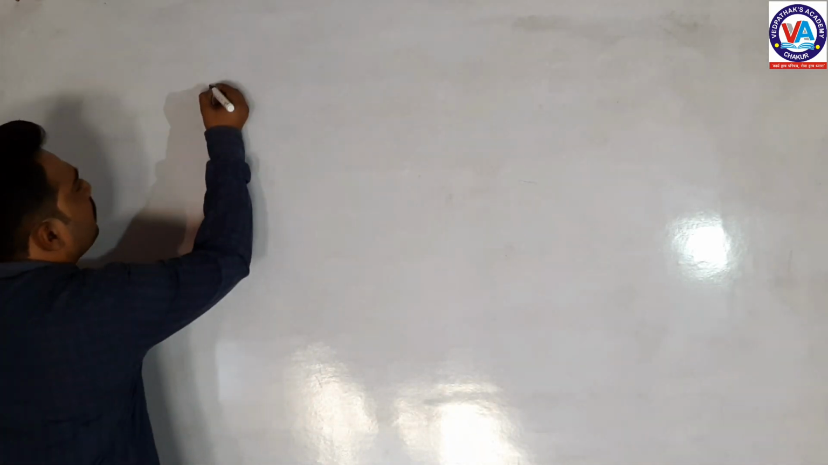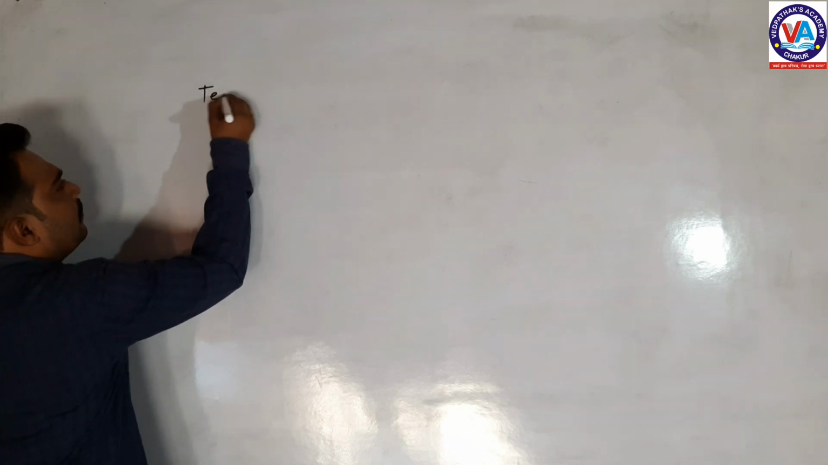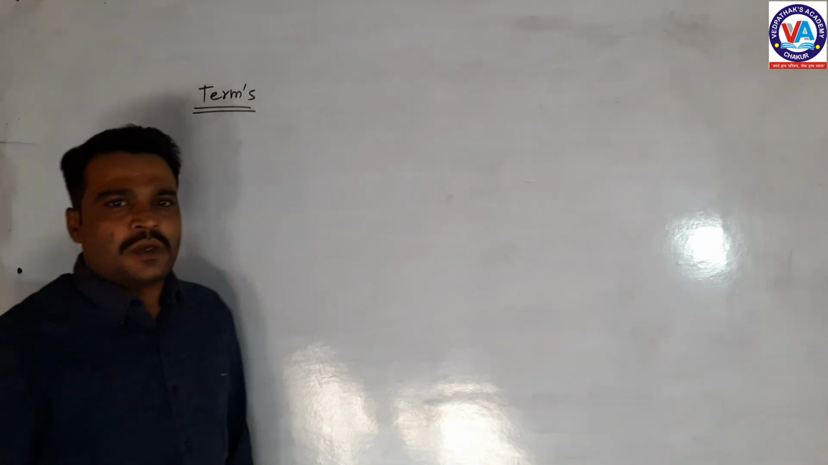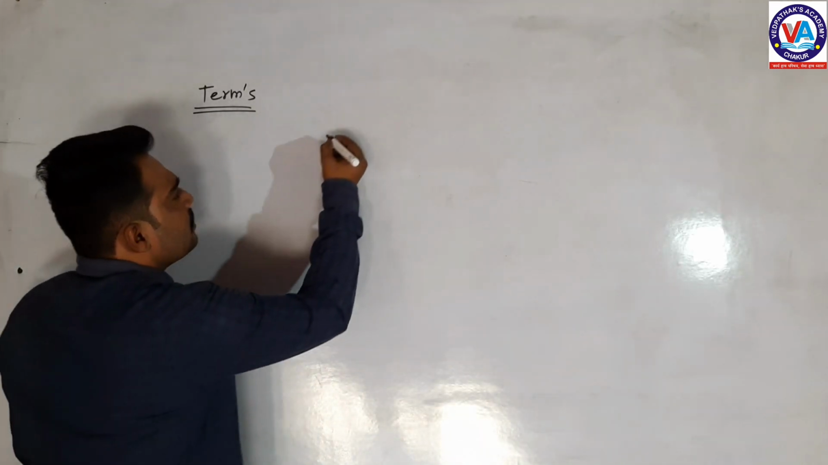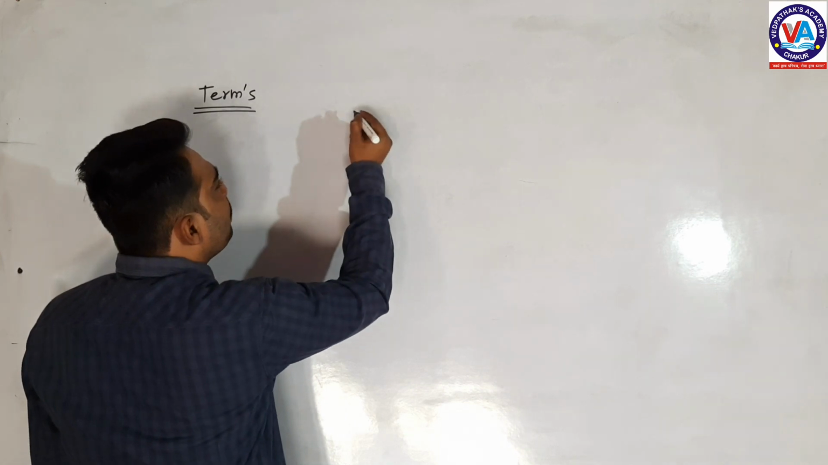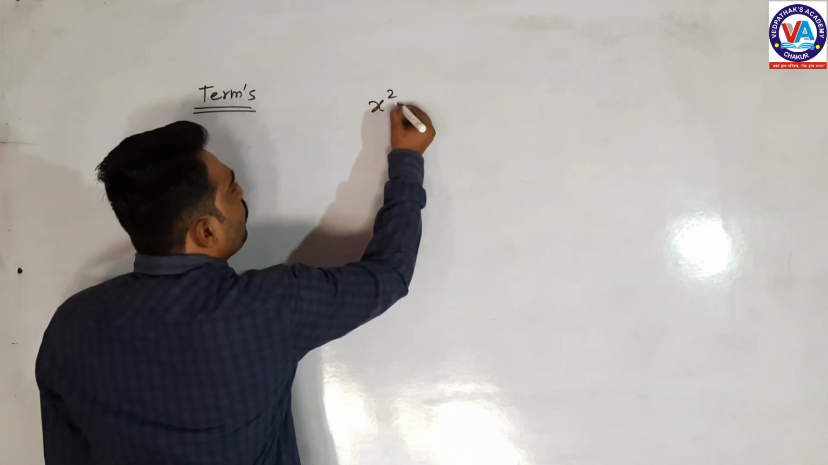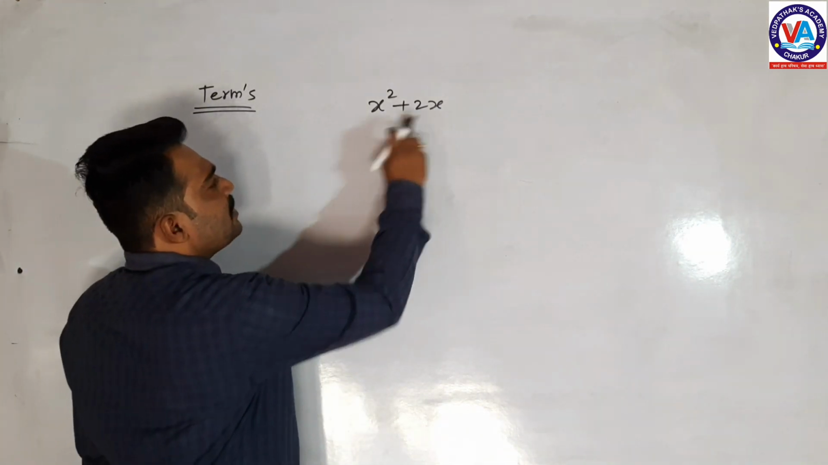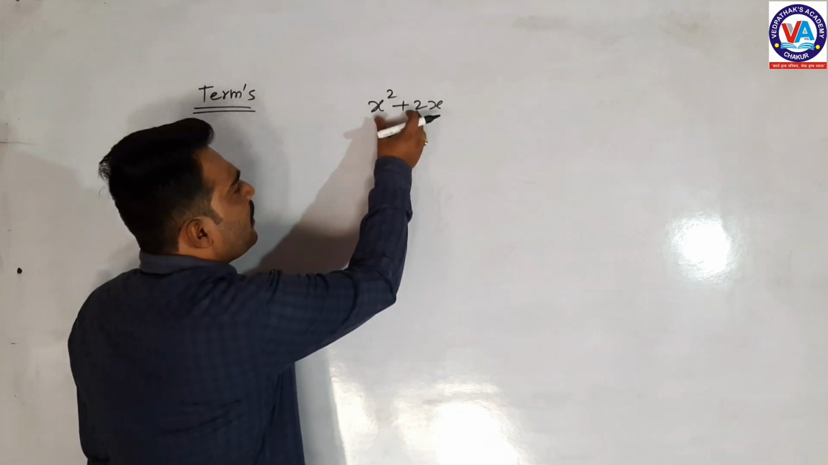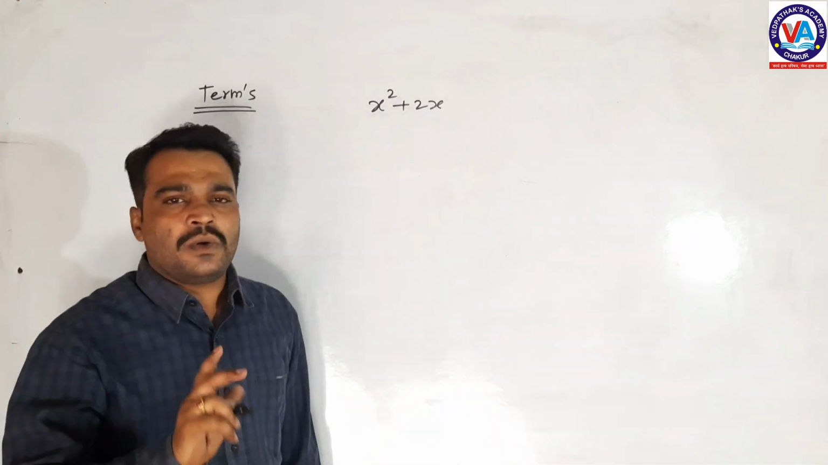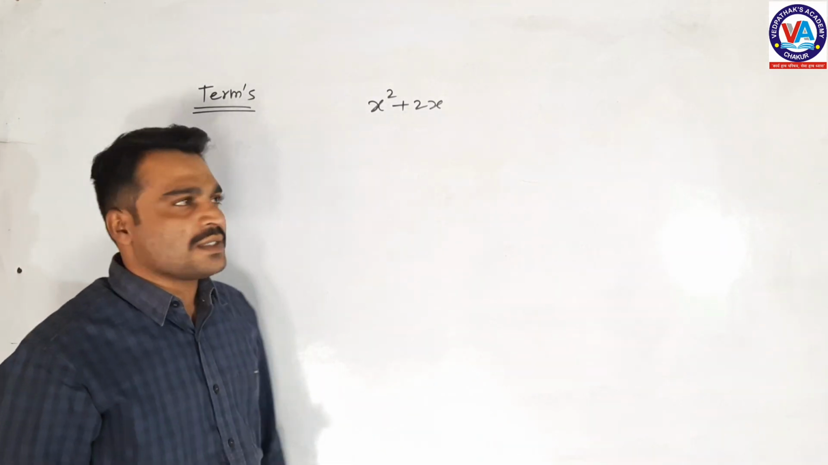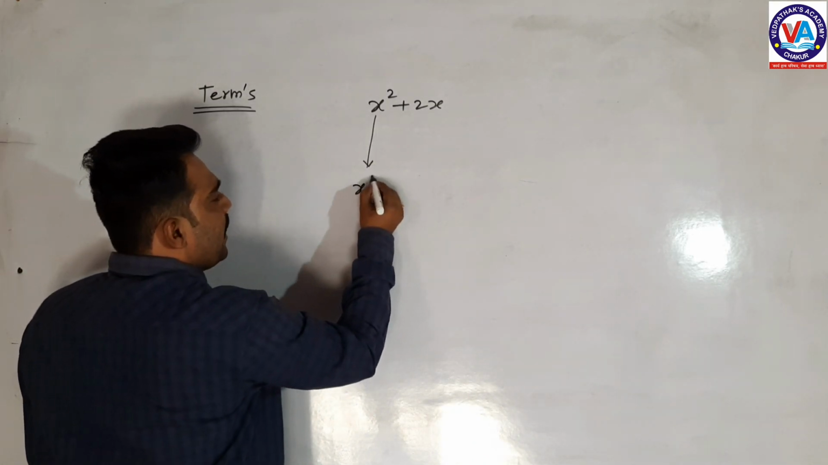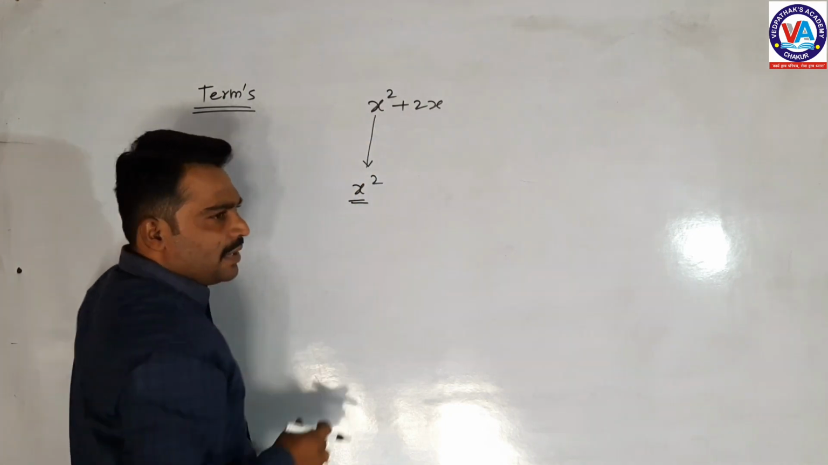Terms in the polynomial. Yes. So let's take one example. Suppose I am considering here the polynomial x square plus 2x. Suppose this is my polynomial x square plus 2x. Now this polynomial is consisting of two different algebraic expressions. So the first algebraic expression I have is x square. So this is my first algebraic expression.